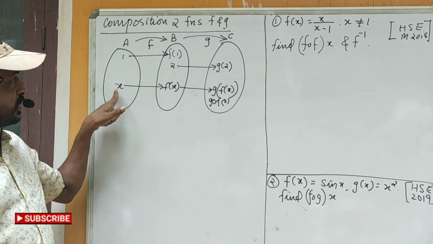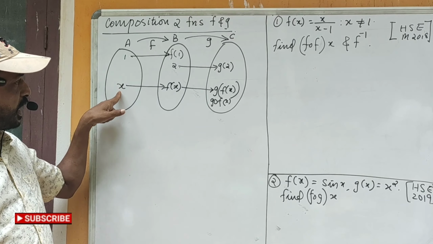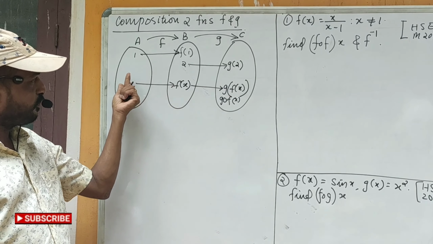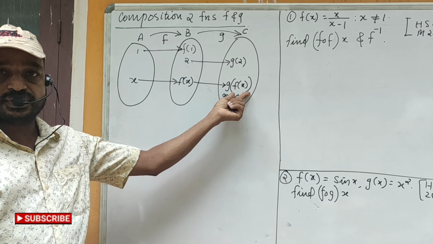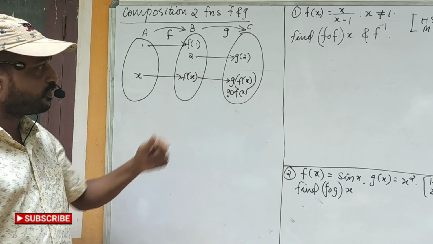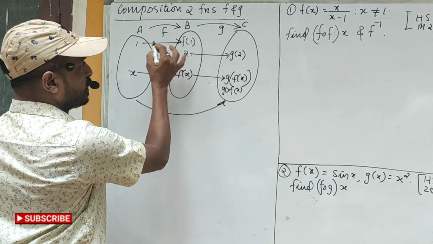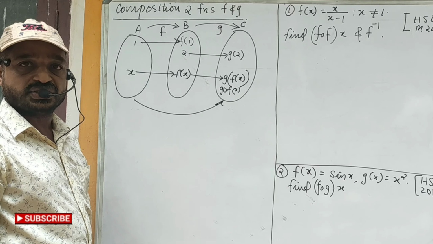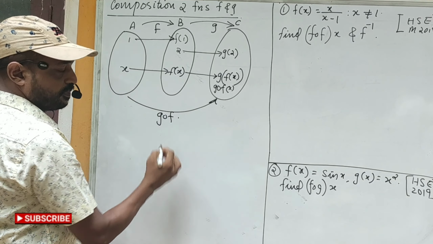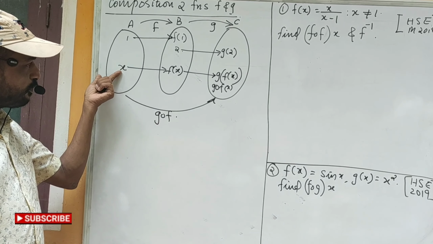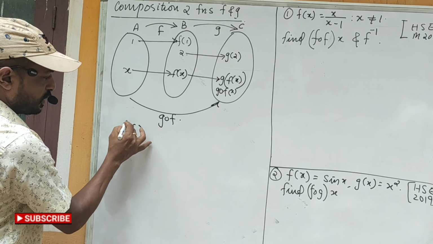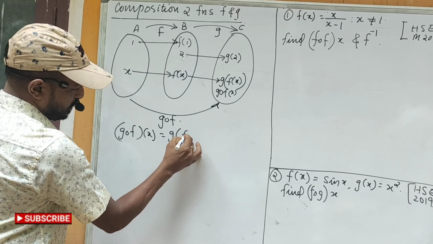Now, what is the case? Corresponding to every element x belonging to A, there is a unique image for x in the set C. So we can find a function from A to C also. That function defined from the set A to C is called the composite function of f and g. The composite function of f and g is denoted by g composition f. And what is g composition f of x? It is g of f of x. Is it clear? g composition f of x is equal to g of f of x.